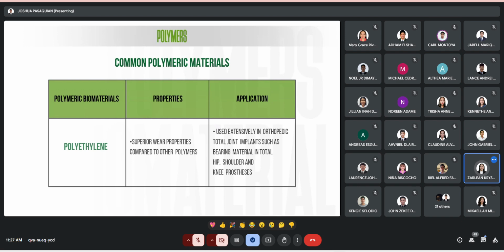As a property, it is defined as ductile and also has superior wear properties compared to other polymers, proving that it is tough. In terms of application, it is used extensively in orthopedic total joint implants such as bearing materials in total hip, shoulder, and knee prostheses. Next slide.